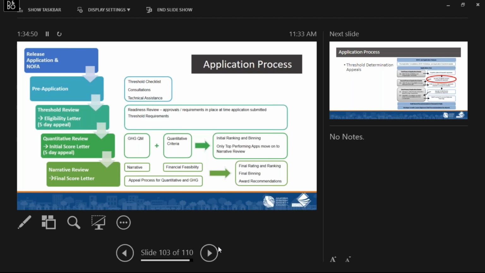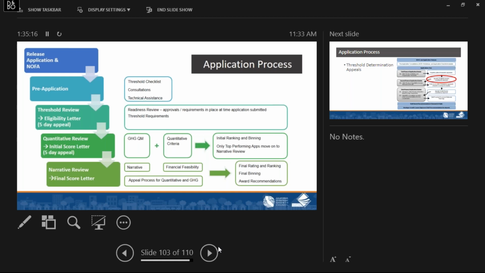And then when the application period closes, staff will go through threshold review. This is looking to make sure that all projects are meeting thresholds and that everything that needs to be in place is there at the time of application submittal. There is a 5-day appeal period after receiving your eligibility letter. If your project gets disqualified, you can appeal that.